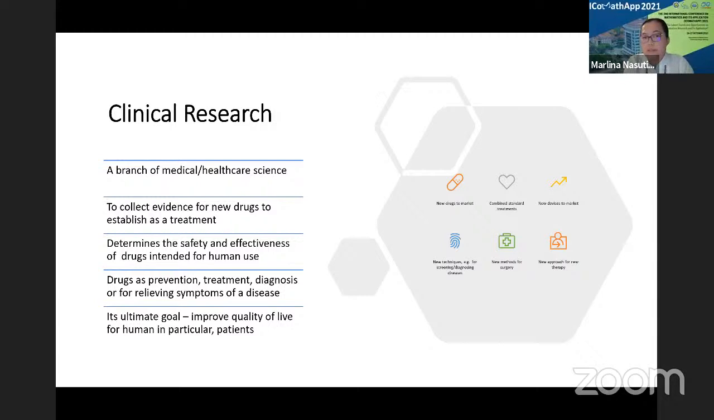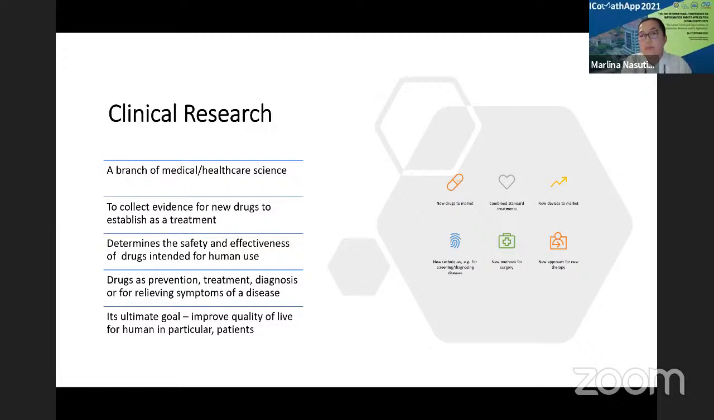So let's start with clinical research here. Clinical research, or research klinis, adalah part or a branch of ilmu medis atau ilmu kesehatan tentunya, yang pada dasarnya mengkoleksi secara sistematis evidence. Evidence is facts or findings for new drugs to be established as a treatment. But actually, in reality, it's not just new drugs. It may also involve new techniques or new medical devices or new methods or new therapy. So basically, it can be more than just new drugs, but things pertaining to the health of humans or patients in particular.